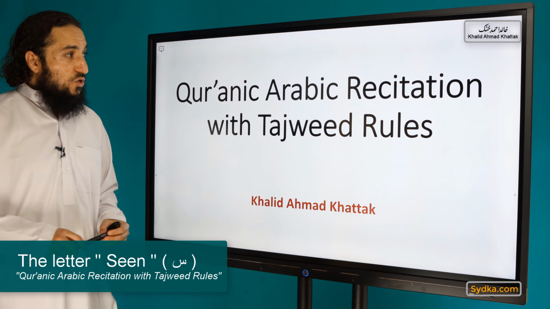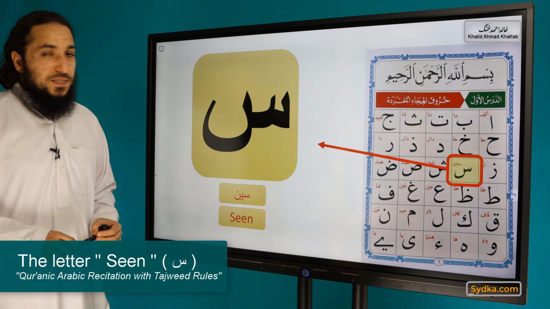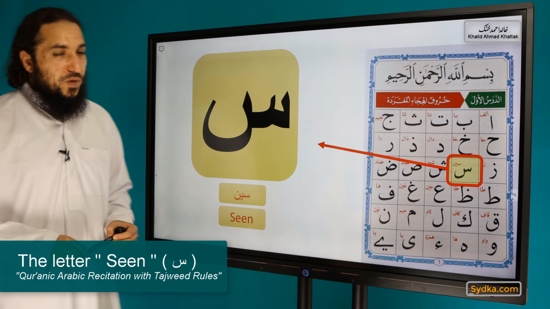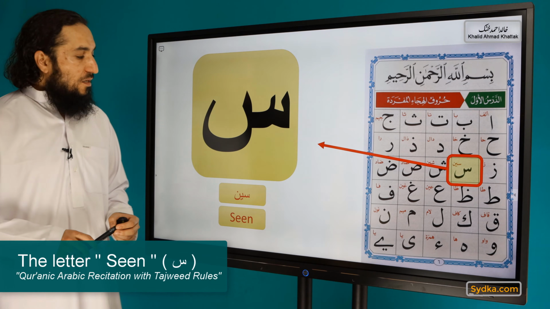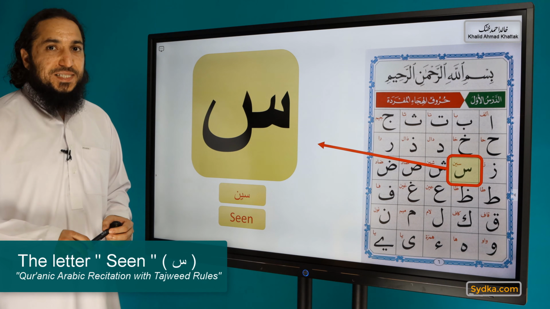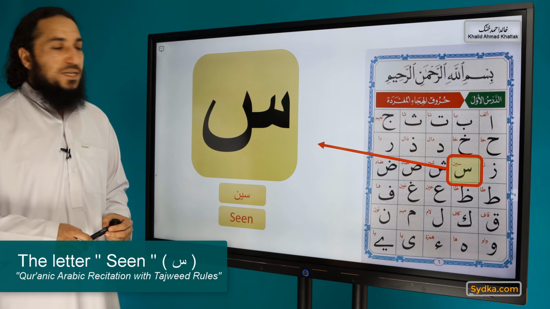Welcome back to another session for Qur'anic Arabic Recitation with Tajweed Rules. In this session we will be learning the 12th letter of the Arabic alphabet, that is called Sin. The sound is S. The letter itself is called Sin, and the sound is S.